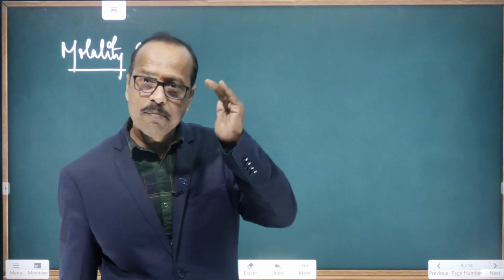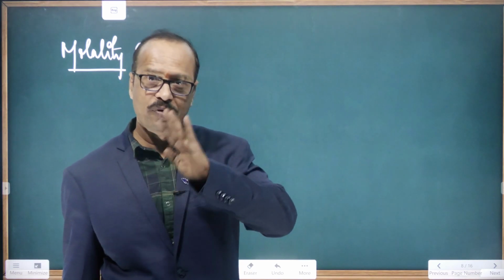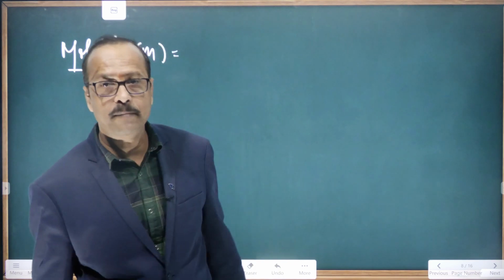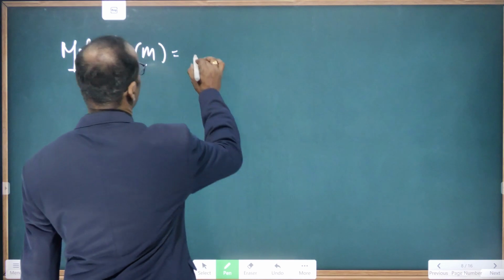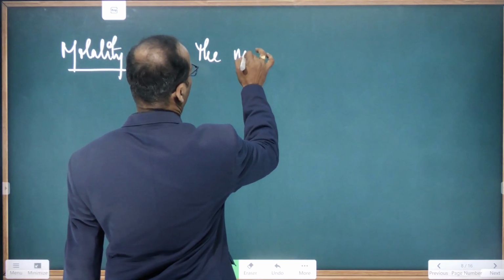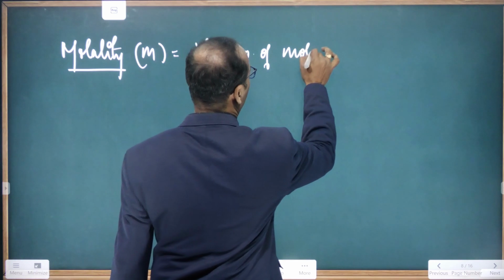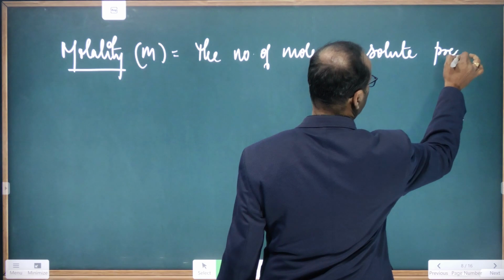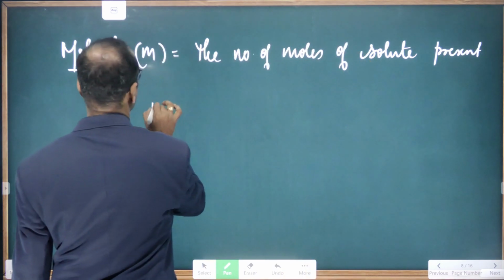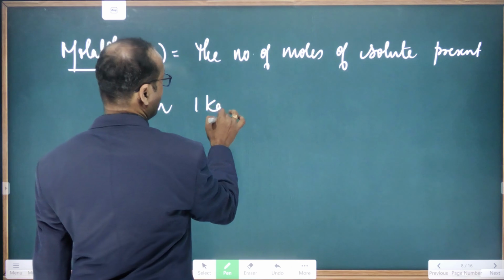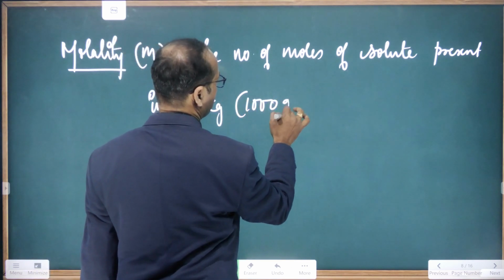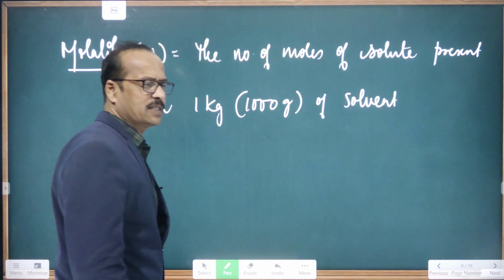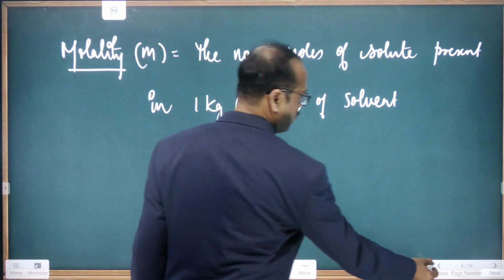So that's all. So here, mass by mass, then mass by volume, here number of moles by volume, here the number of moles by mass. Okay. So see, the definition is the number of moles of solute present in 1 kg, which means 1000 grams of solvent.